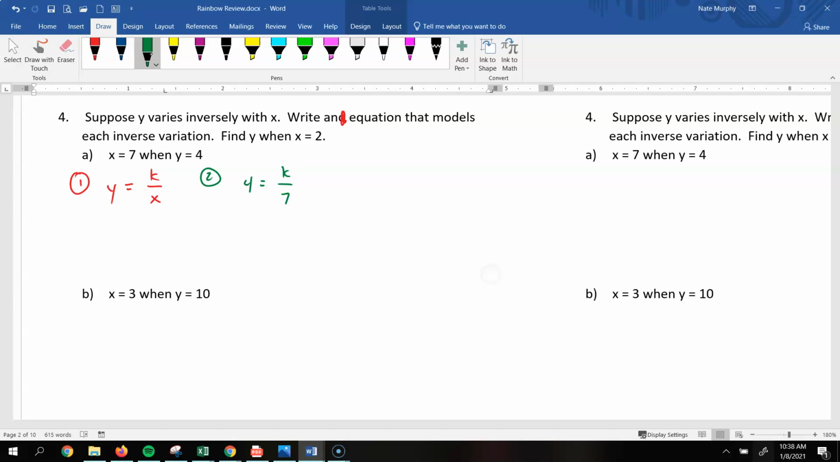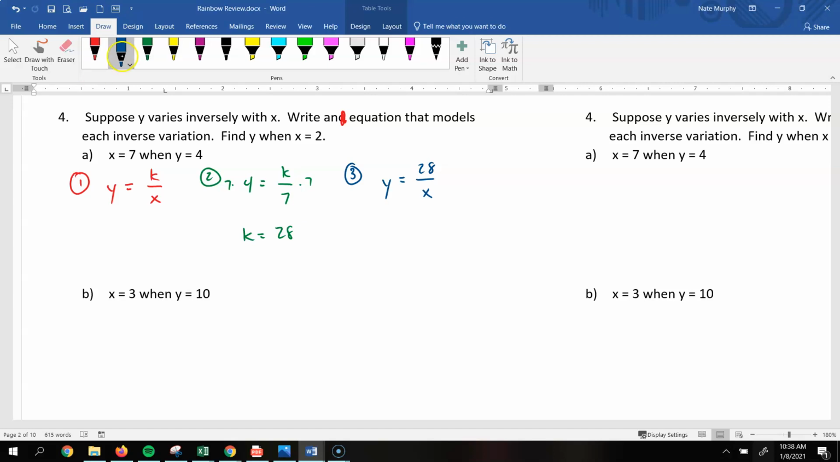So to solve this, I would multiply both sides by 7. So we would get k equals 7 times 4, which is 28. So now we know our value for k. Our third step is now we can write a specific equation, because we know our value for k is 28, so it'd be y equals 28 divided by x.